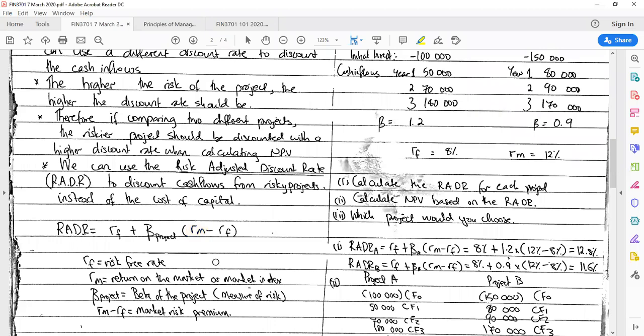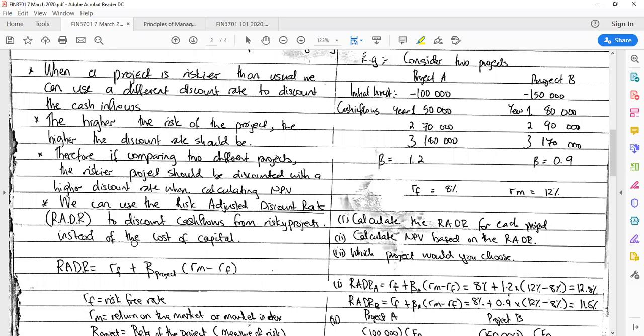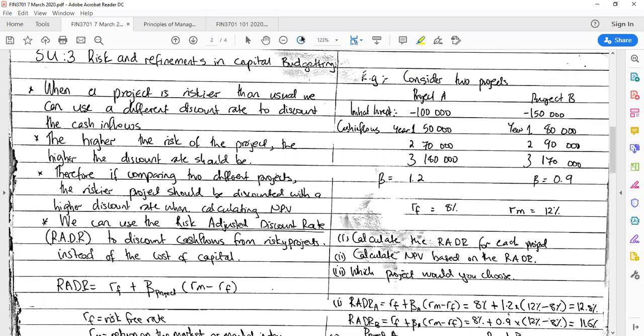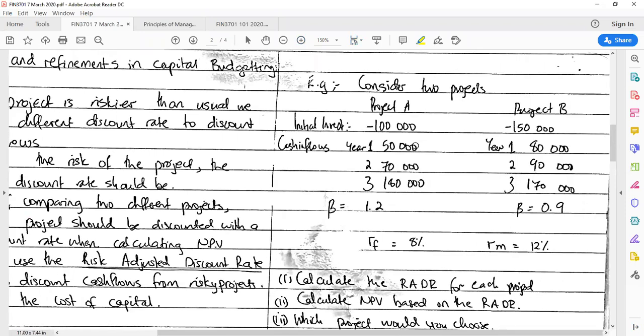So when a project is risky, you have to calculate the risk-adjusted discount rate, and then you have to use this to calculate your NPV. So let's just look at an example to see how this might actually happen in the exam or in an assignment. Here it is. Here's an example right here.